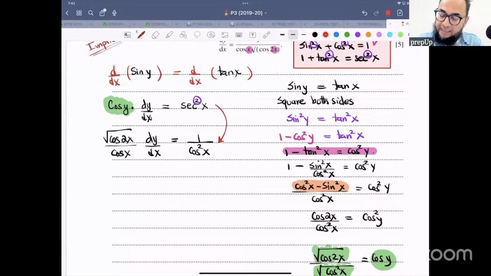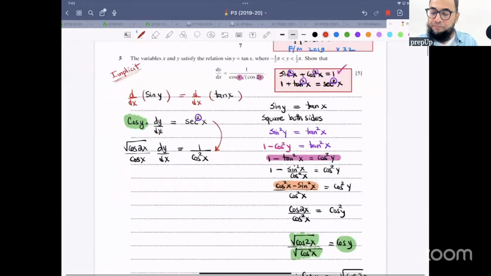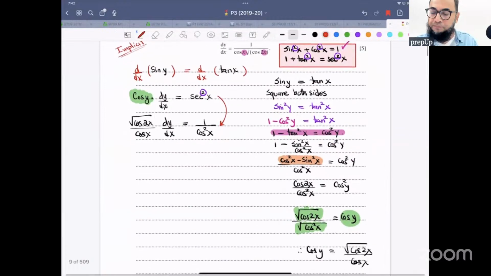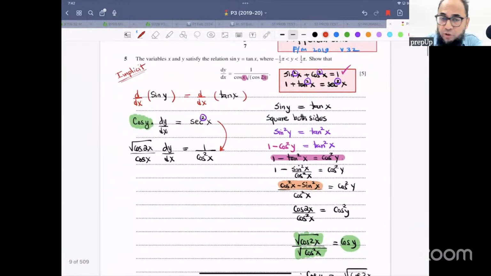All good, all clear? Now have a good look at it. This is the most difficult differentiation question related to trigonometry, related to implicit differentiation, that I've seen. Now, who in their right frame of mind during an exam would think that you have to do this and then you have to do this? So this 5 marks, this is one of the most difficult ones.